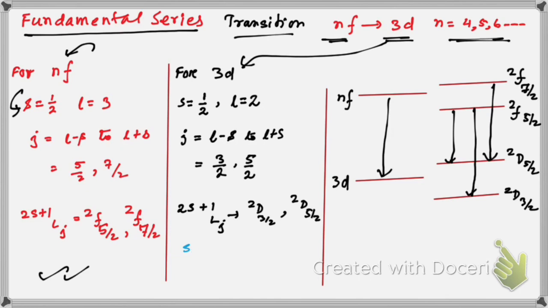That is, Δl is equal to plus or minus 1, and Δj is going to be 0 and plus or minus 1, right? So we have to mention these things. So hope you have understood this.